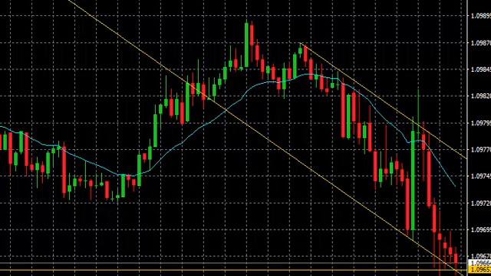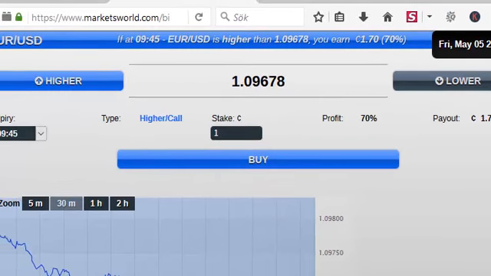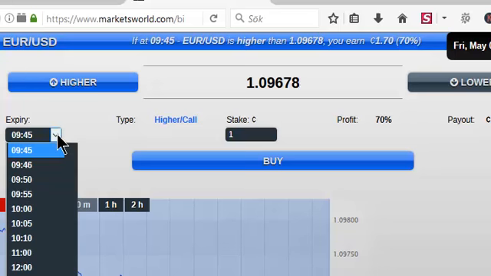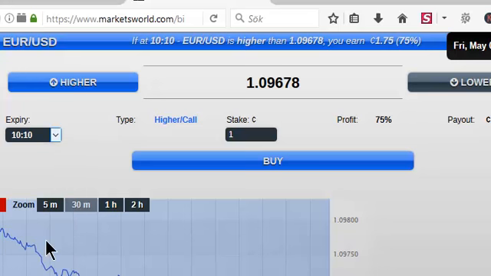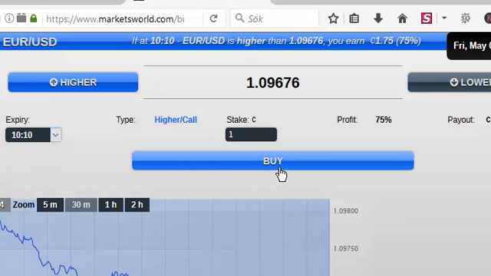So let's go over to Markets World, and we've got the Euro USD set up here. So let's see, time is currently 9:43, so 9:45. We'll look at, say, 10:15, 11 o'clock, that's a bit too long. So for want of anything closer to that, we'll set the trade for 10:15, and so that's on.